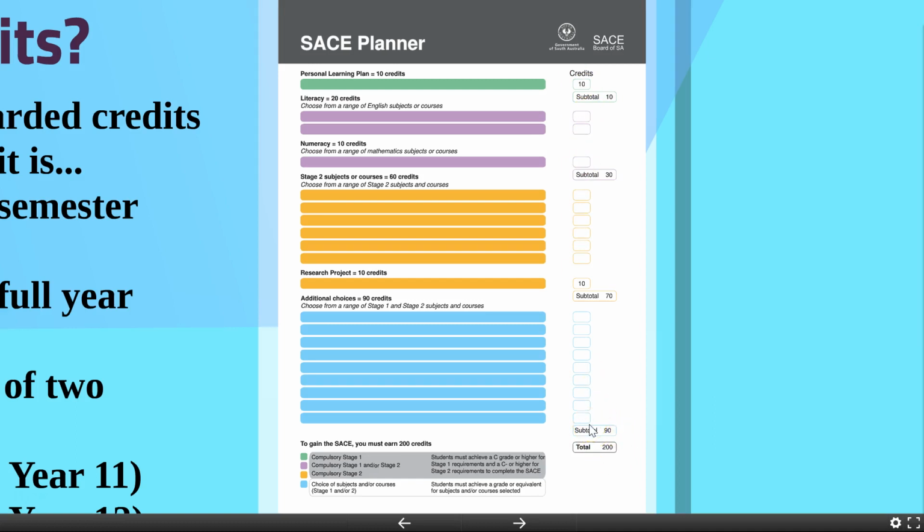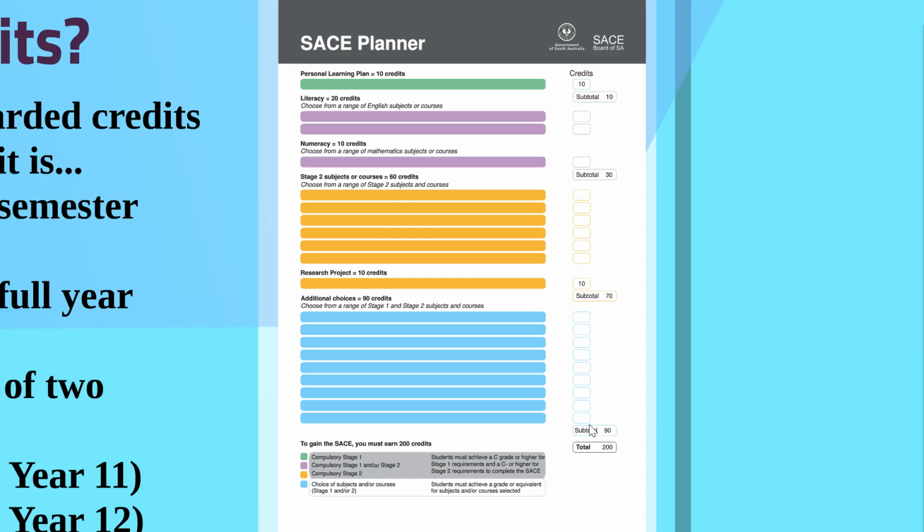You can probably use this at course counselling if you want, but like I said, it's just a good way for you to keep track of what you're doing at Year 12 and Year 11 and check that you're on the right SACE pathway to get your SACE.